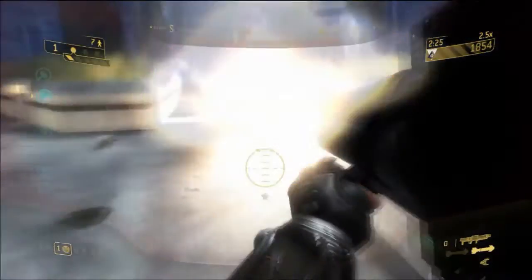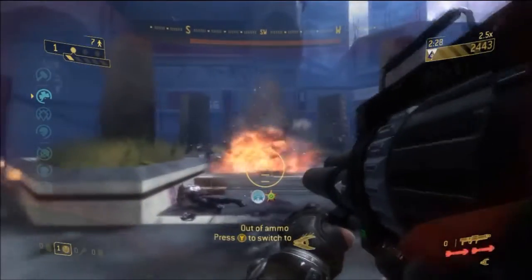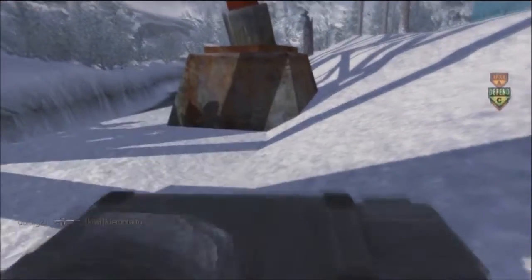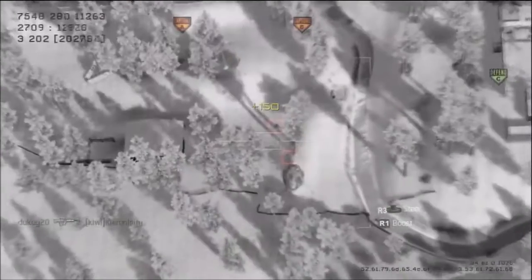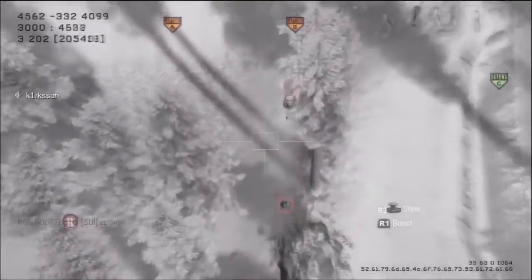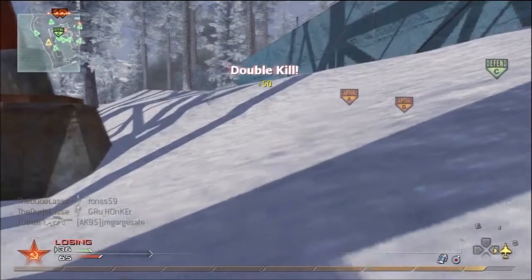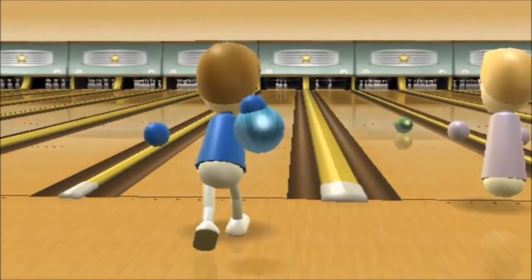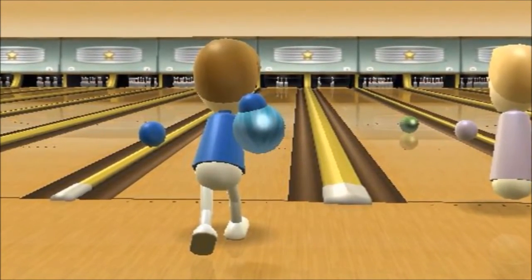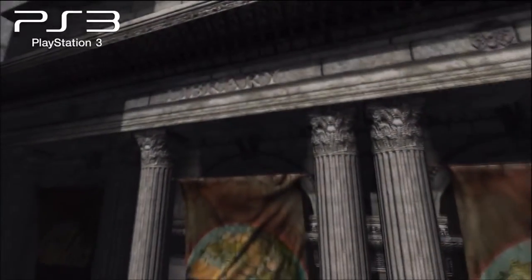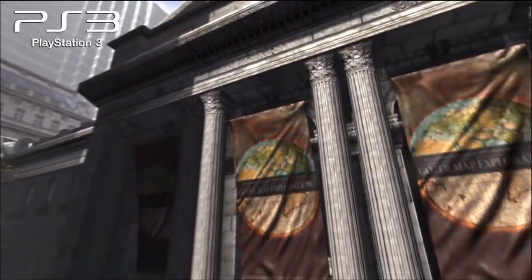For example, Halo ODST is running at 640p, and Modern Warfare 2 is actually running at a 600p resolution and upscale to 720p. Maybe come next generation of consoles, we'll see all games running at native HD resolutions, but not this time around. Anyways, if you want to see a good example of the lack of anti-aliasing, take a look at any game on the Nintendo Wii, and you'll know what I'm talking about. Okay, back to business. So thanks to the daughter die with embedded DRAM, the Xbox 360 games generally have better anti-aliasing, which I consider a significant advantage.